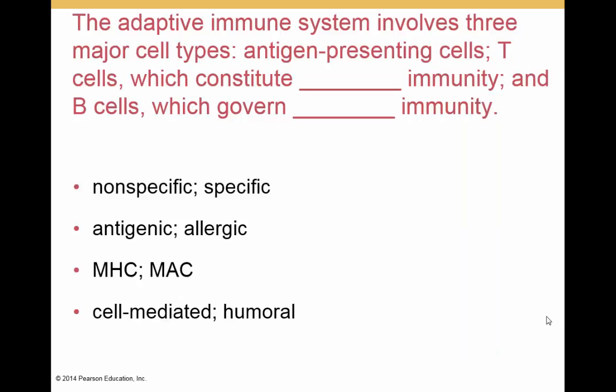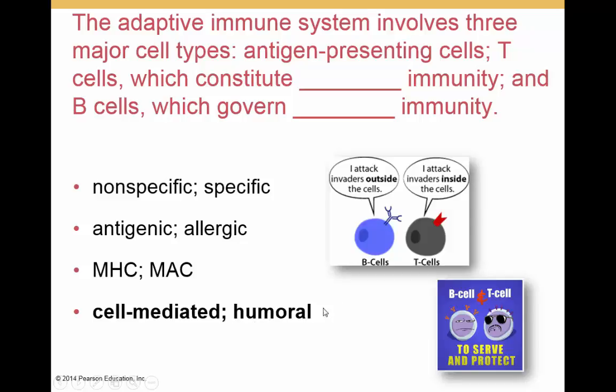Question time. The adaptive immune system involves 3 major cell types. You have your antigen-presenting cells, the T cells, which constitute blank immunity, and B cells, which govern blank immunity. So take a peek. Which one do you think fits in the first blank? And that'll help you narrow down, and then you can look at the second blank as well and see where those fit. So is it nonspecific and specific? Antigenic, allergic? MHC and MAC attack? Please don't pick that one. Cell-mediated and humoral. You are absolutely correct. Cell-mediated and humoral.